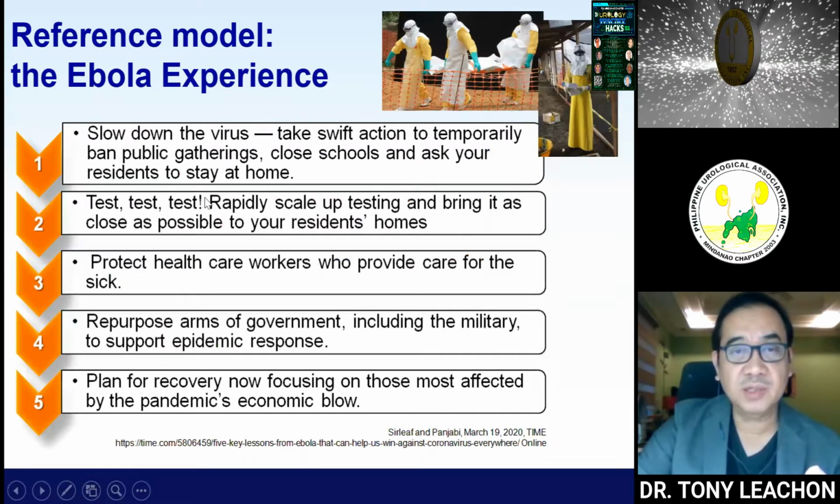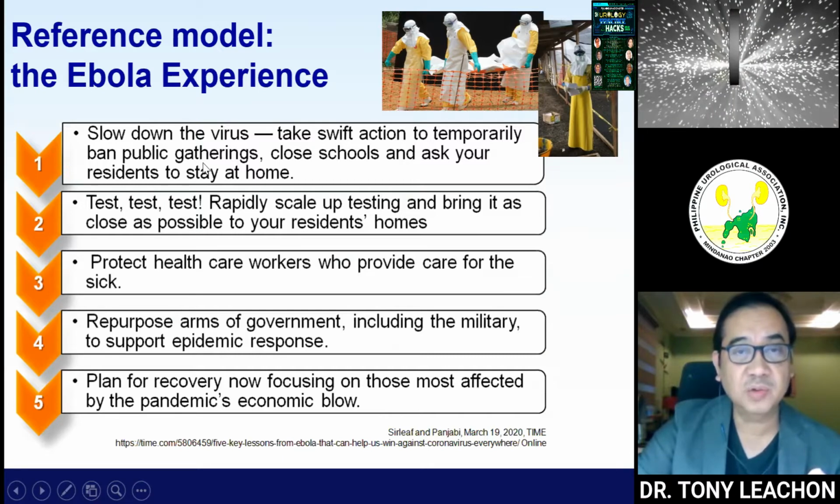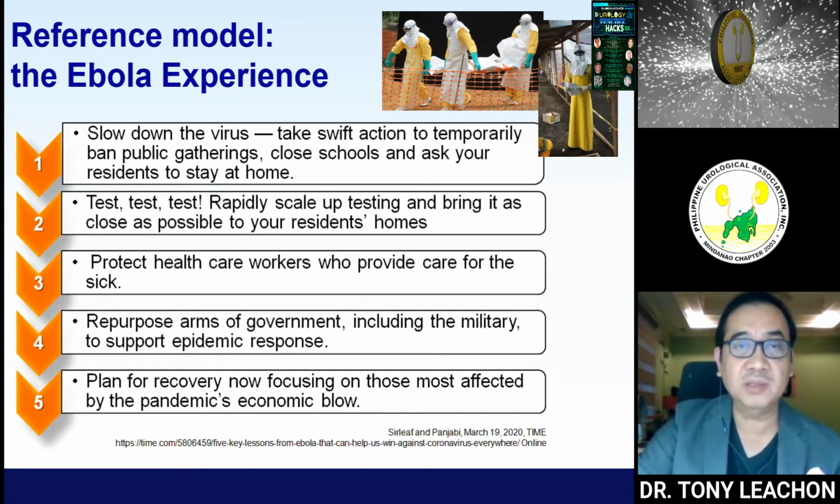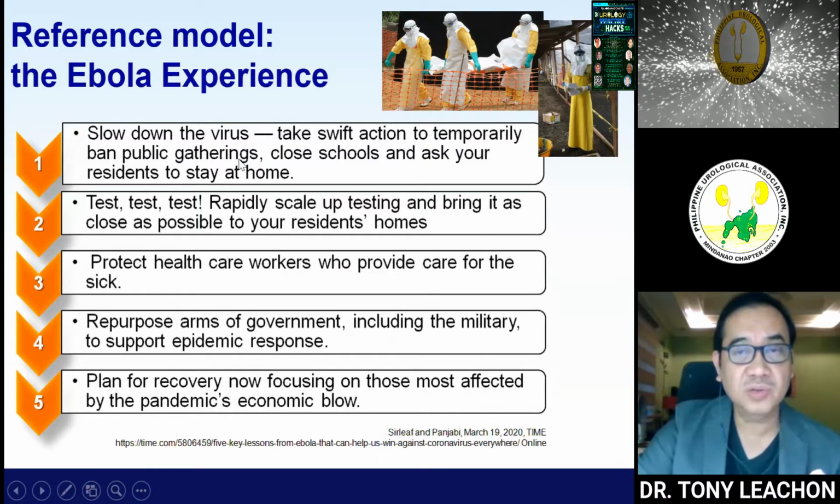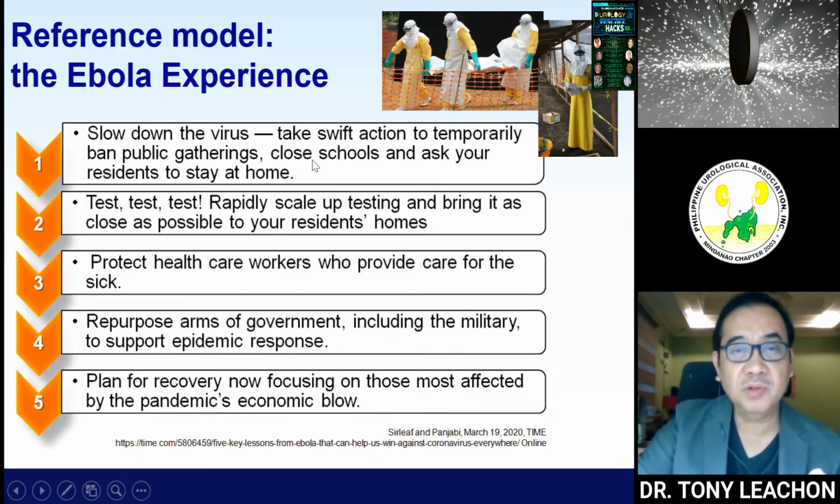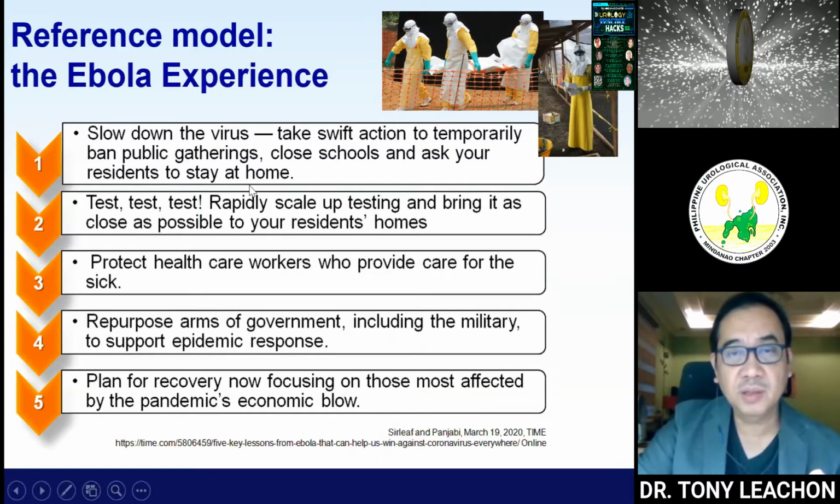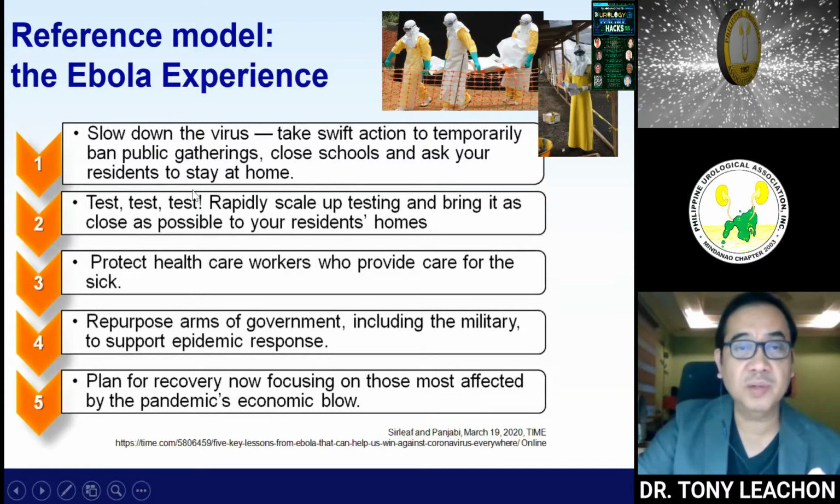Now, since we have not seen a pandemic in our lifetime, when I was PCP president in 2015, I was able to review the Ebola experience. And based on the template, the first one that we need to understand is we need to slow down the virus. We need to take swift action to temporarily ban public gatherings, close schools, and ask the residents to stay at home. They were able to prevent the viral spread from the rural to the urban area.